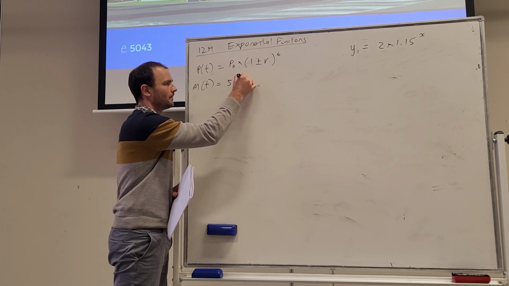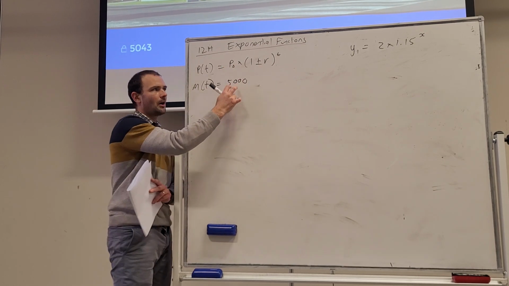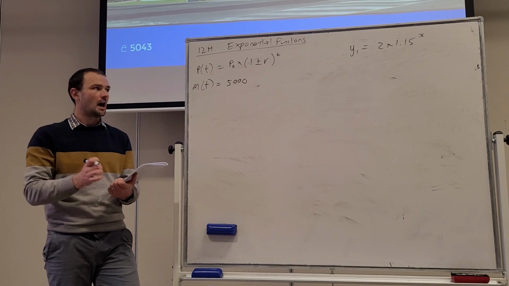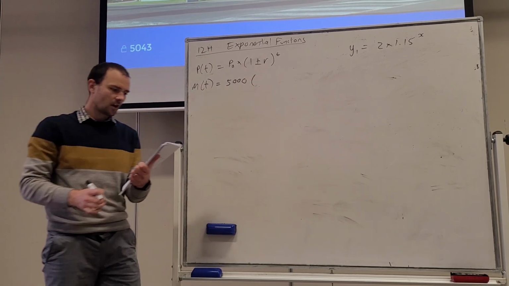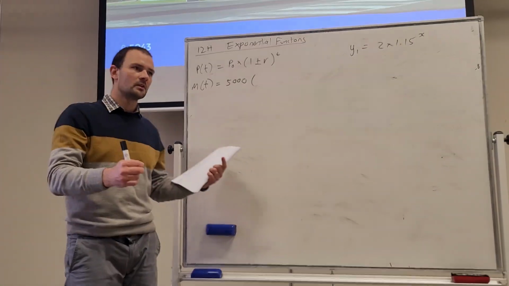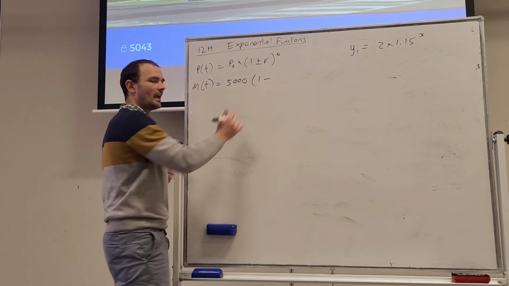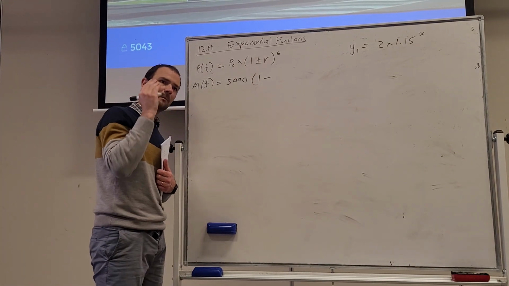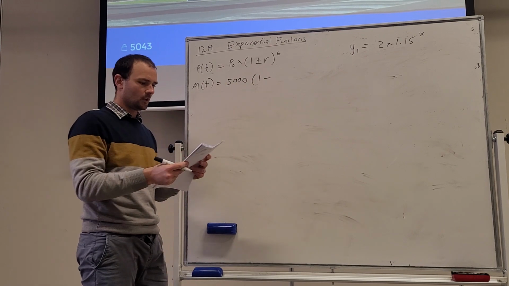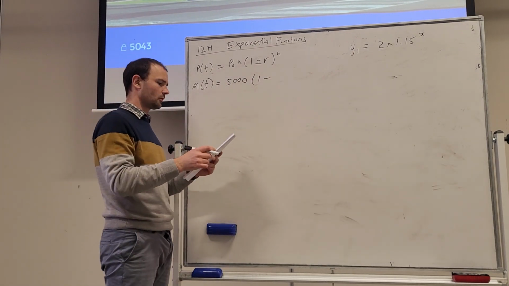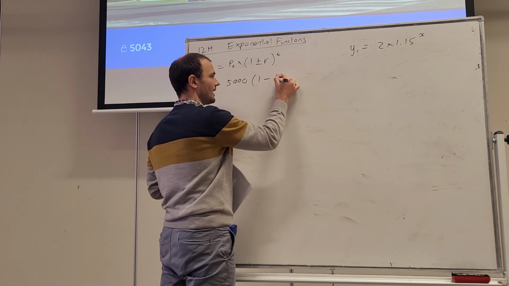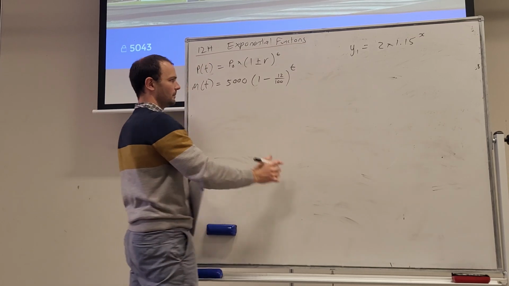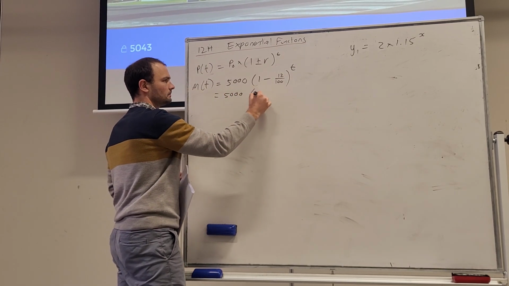Now the initial mass is 5,000, right? P0, M0 is 5,000. And then we have 1 plus or minus R. Now we're told it decreases, so that means it's going to be 1 take away the rate. Now the rate is a percentage, all right? It's 12%, and we must express that as a decimal. Rate R is the rate of growth and decay expressed as a decimal. So that's just divided by 100, right? 12% out of 100%, and then it's to the power of t.